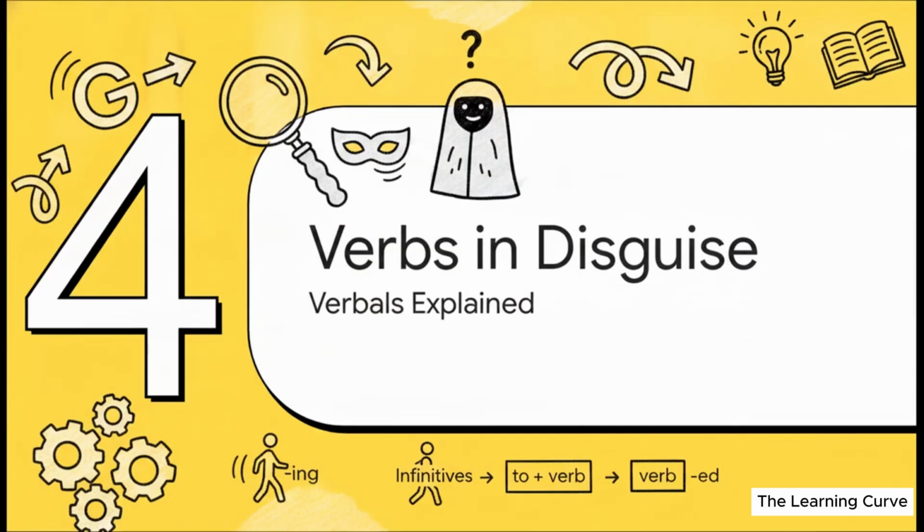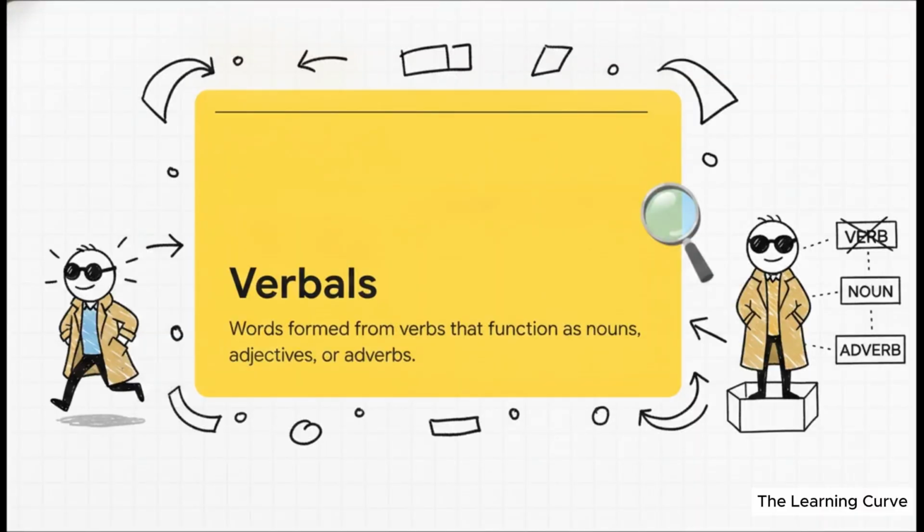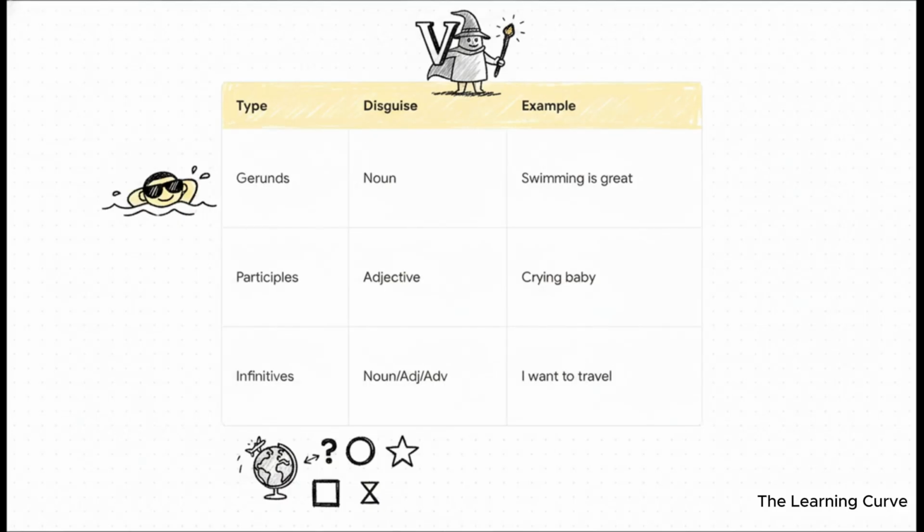Finally, we arrive at Section 4, Verbs in Disguise. This is where we get into verbals, which are just so cool. Basically, these are words built out of verbs that temporarily ditch their action verb day job. They put on a trench coat and sunglasses, step right out of the verb slot in a sentence, and start functioning entirely as nouns, adjectives, or adverbs. They basically have three go-to disguises.